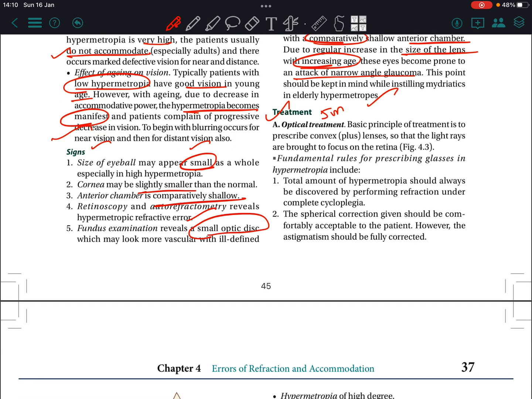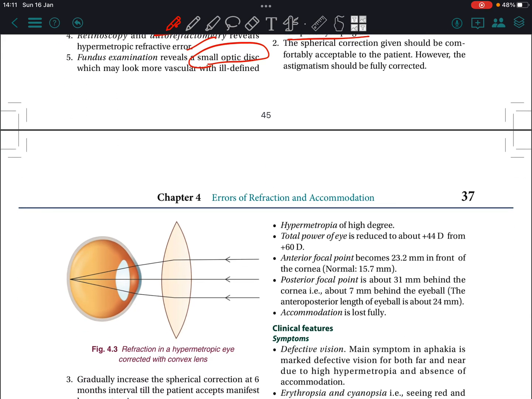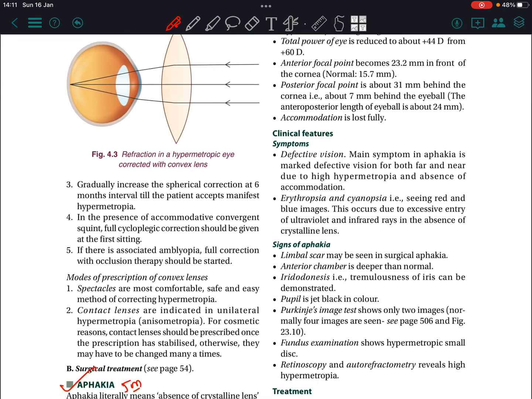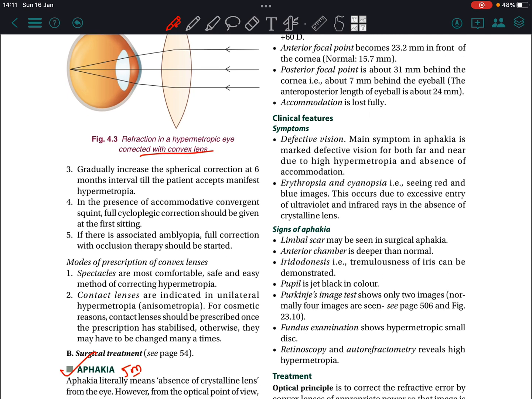Treatment is optical. The fundamental rules for prescribing glasses in hypermetropia include: the total amount of hypermetropia should always be discovered by performing refraction under complete cycloplegia. Spherical correction should be given as comfortably acceptable to the patient. However, the astigmatism should be fully corrected. Refraction in a hypermetropic eye is corrected with a convex lens.